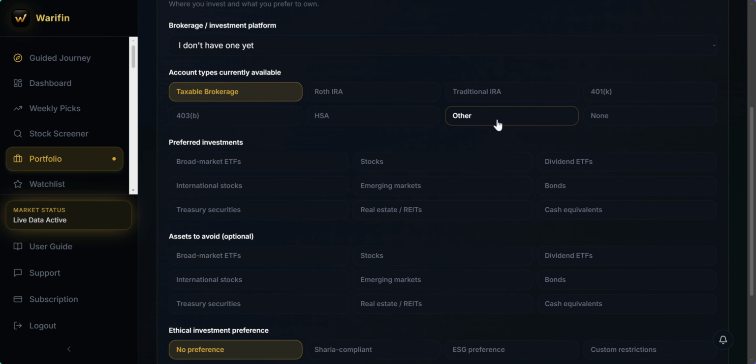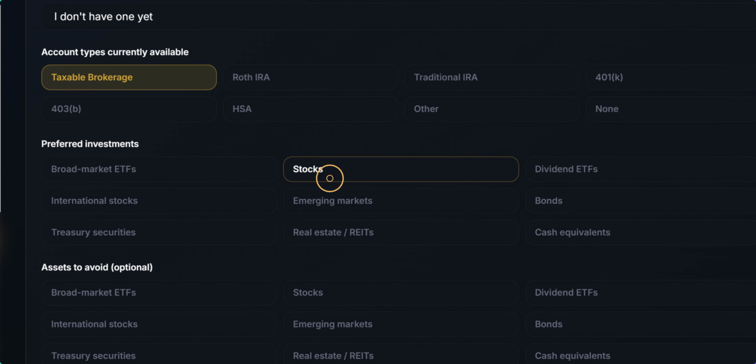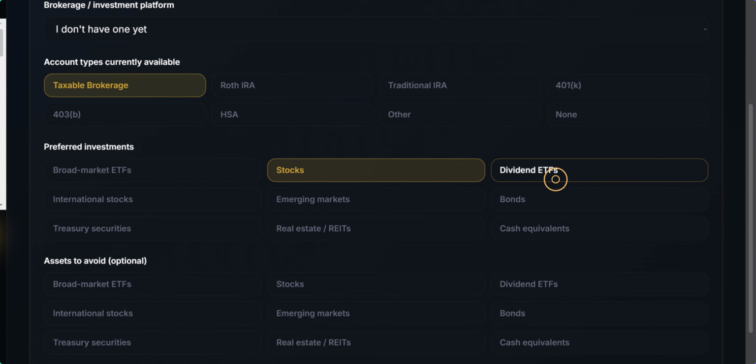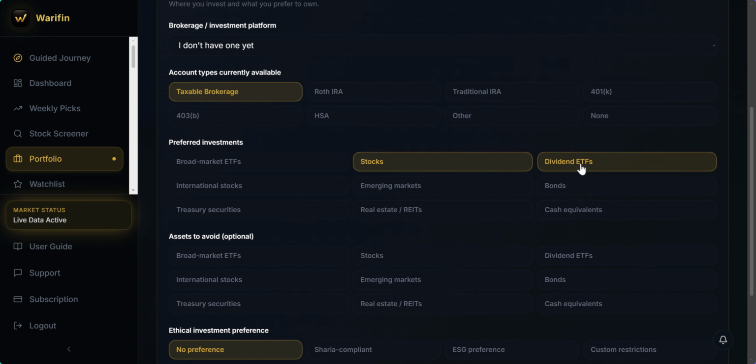You can now specify which asset classes you want to emphasize or exclude from your plan. Selecting stocks ensures individual equities are included in your personalized recommendation. Adding dividend ETFs targets consistent income generation as part of your overall strategy. We can continue selecting other asset classes to build a well-diversified mix.